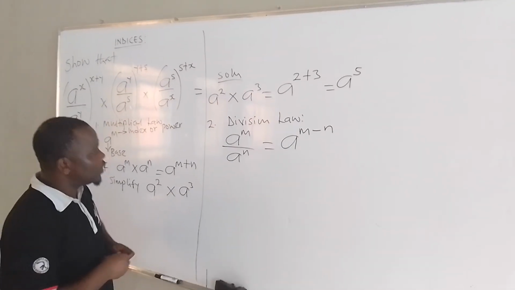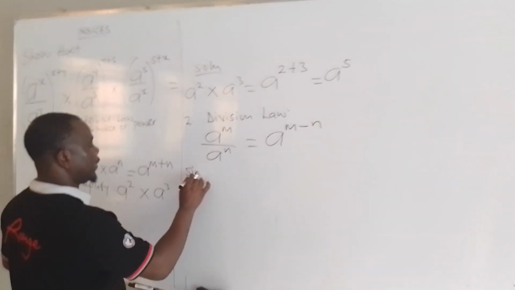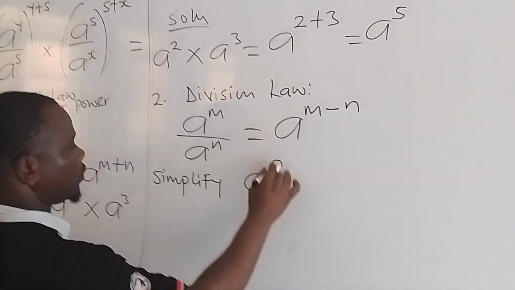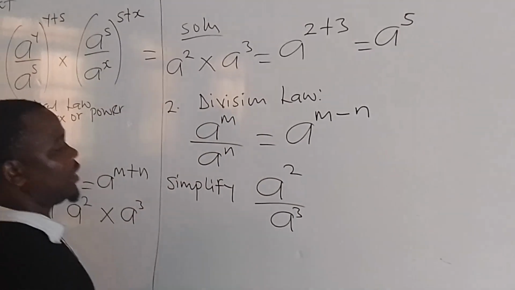So let's try with this example. Simplify a raised to the power of 2 all over a raised to the power of 3.